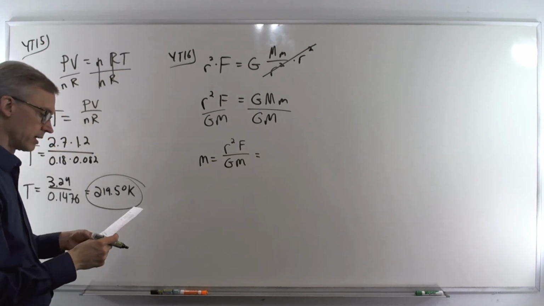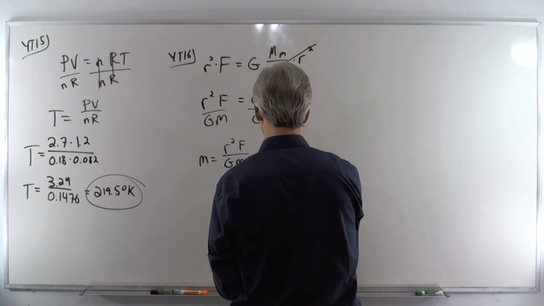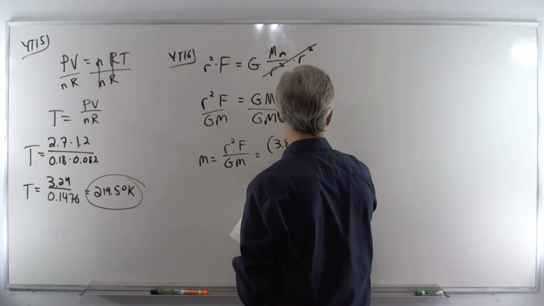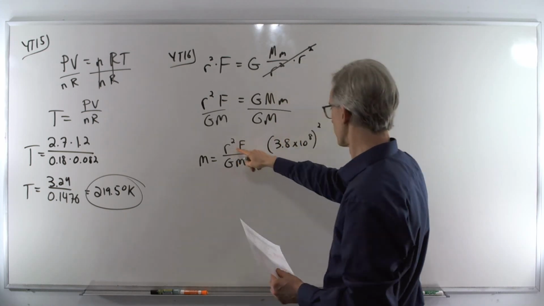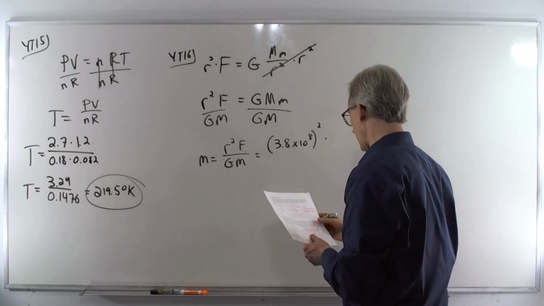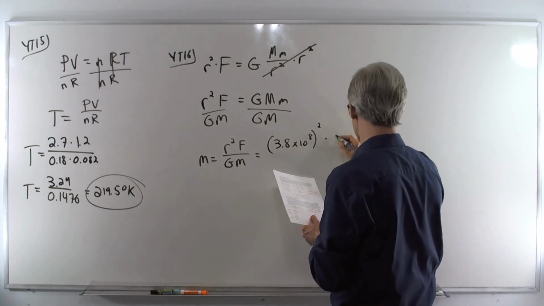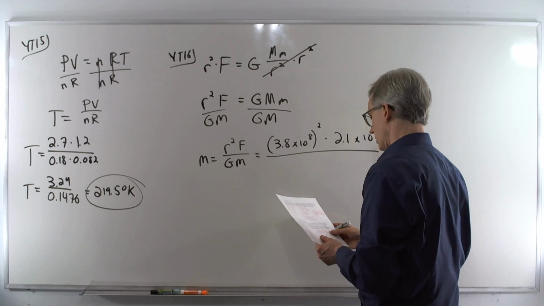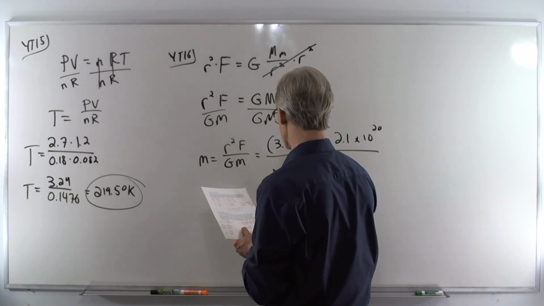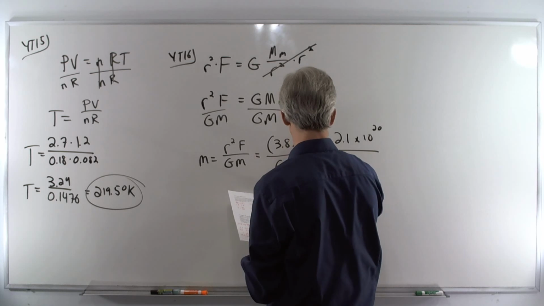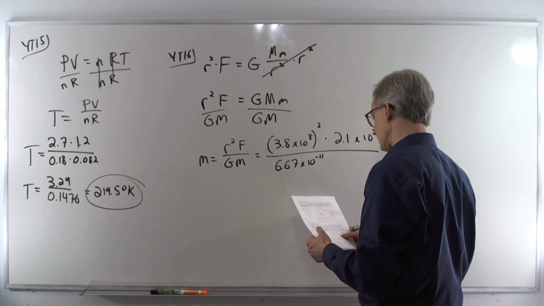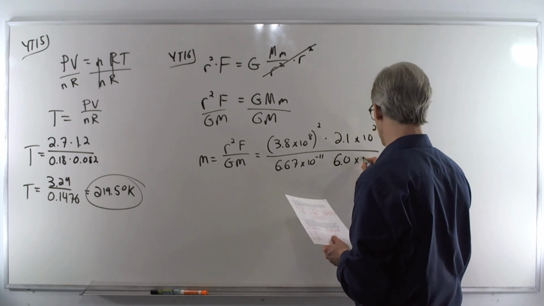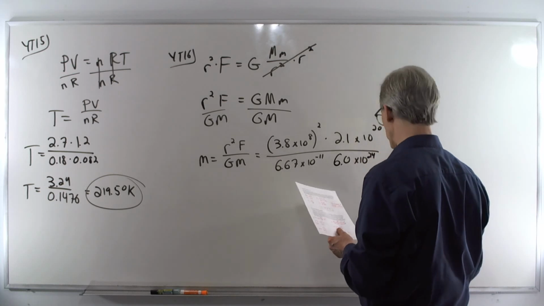And now we can plug in. The distance between the two is 3.8 times 10 to the 8th. And that's going to be squared because r is squared, so we have to square that value. The force, 2.1 times 10 to the 20th newtons. And then universal gravitation constant, 6.67 times 10 to the negative 11th. And big M, mass of the Earth, 6.0 times 10 to the 24th.